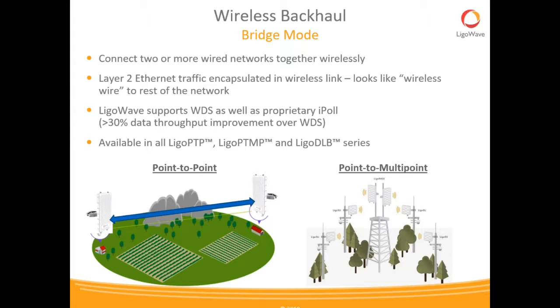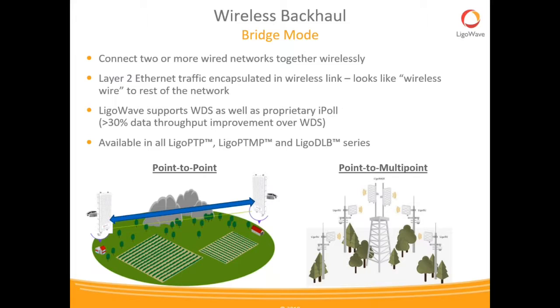So let's talk a little bit about wireless backhaul, and this is typically called bridge mode. In its simplest sense, bridge mode is connecting two or more wired networks together wirelessly. When we're operating in bridge mode, all of the layer 2 Ethernet traffic gets encapsulated in a wireless link, and as such, from the perspective of both sides of the network, it looks like you have a wire connecting them, when in reality, you have a wireless link.